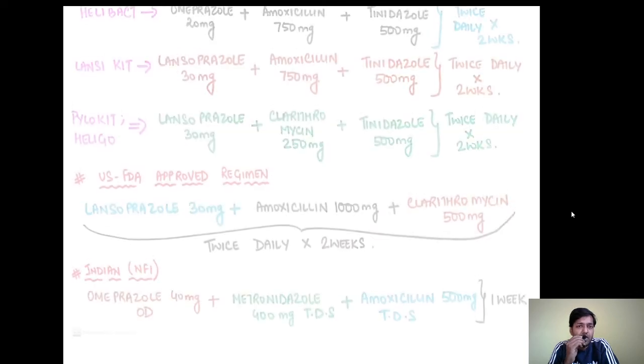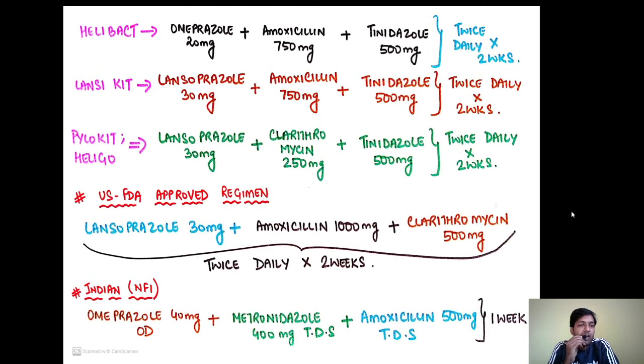Okay, now let us see, there is one US FDA approved regimen. What is that? That is lansoprazole 30 plus amoxicillin 1000 milligram plus clarithromycin 500 milligram. They are used twice daily for 2 weeks. So this is a US FDA approved regimen.